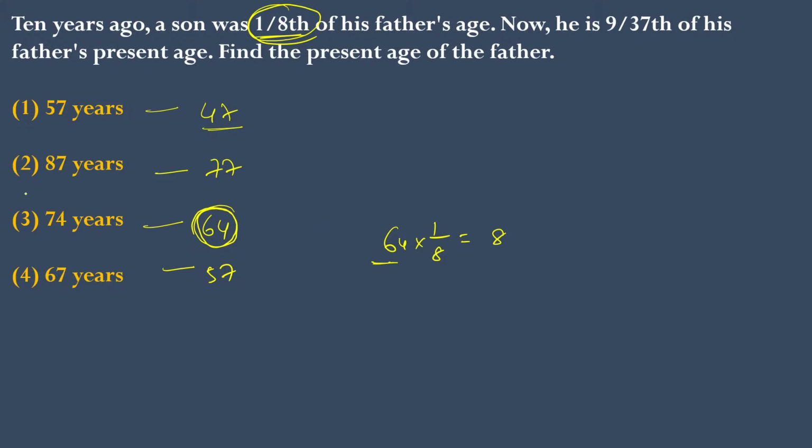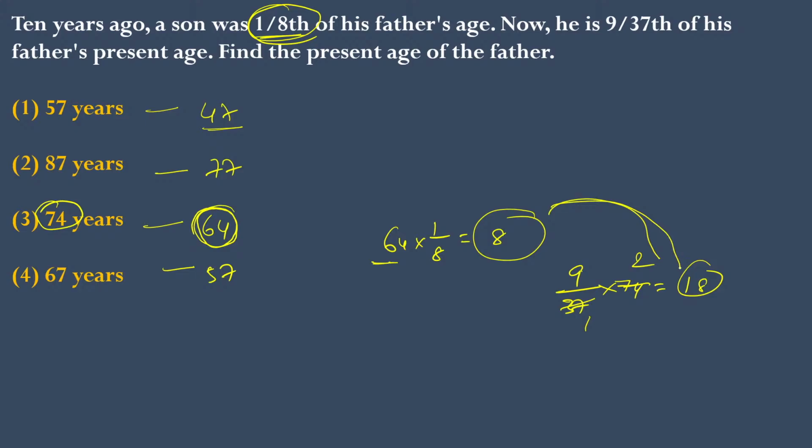Next, now means this is the present age. If you see 9 by 7, yes, 74 is exactly divisible by 37. 1s are 1, 2s are 2, 18. So this is the 10 years ago son's age, and this is the present age. So 8 plus 10, 18. Okay, yes, the condition is satisfied. What is the present age of father? Present age of father is 74. Okay, 74.